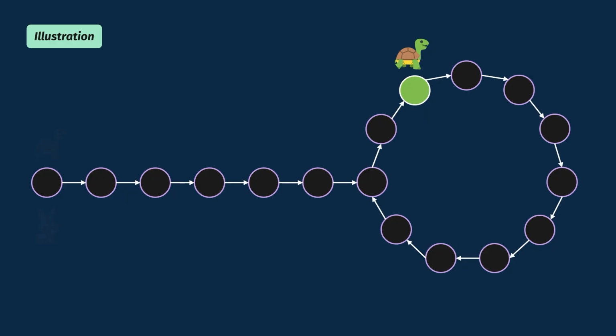But then he brings along his friend, the hare. The hare is fast, twice as fast. And here is where the magic happens. While the tortoise plods along step by step, the hare leaps ahead 2 steps at a time. And in this sinister loop, something inevitable occurs. They meet. And when they do, that is the moment of truth, a dramatic realization.